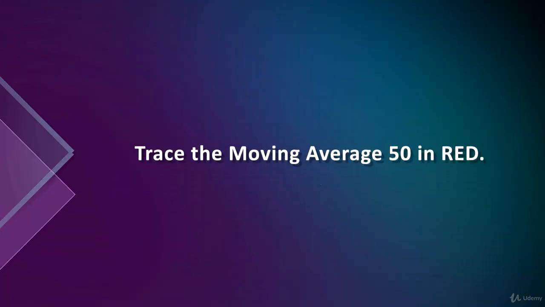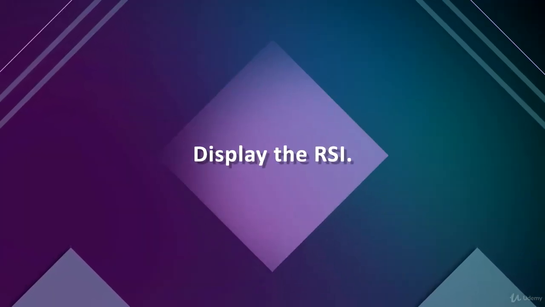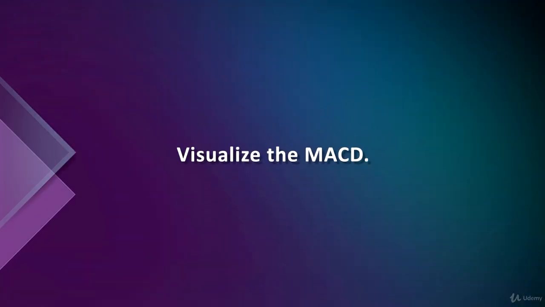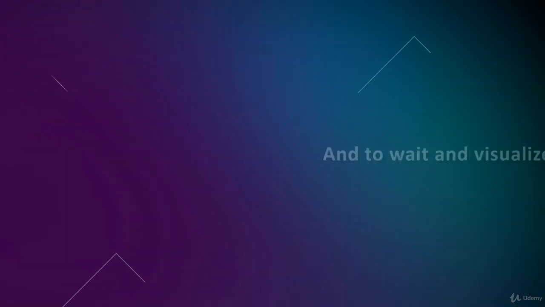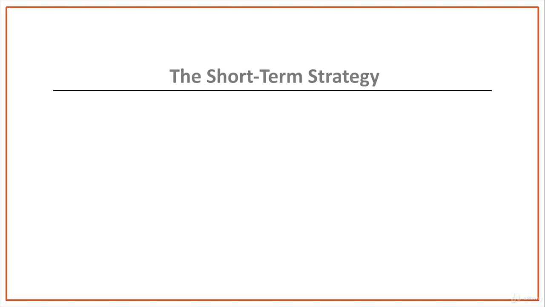Trace the moving average 50 in red. Trace another moving average 10 in blue. Display the RSI and visualize the MACD, and wait and visualize. I begin to visualize the graph and to look for the alerts, notice of fall of prices when it crosses the lines of the MACD, and they are confirmed with the crossing of moving averages. And I made the Bitcoin sell.